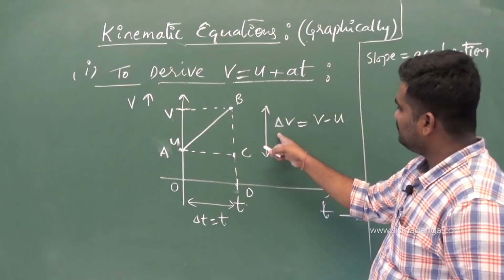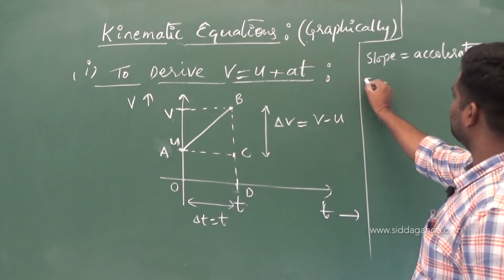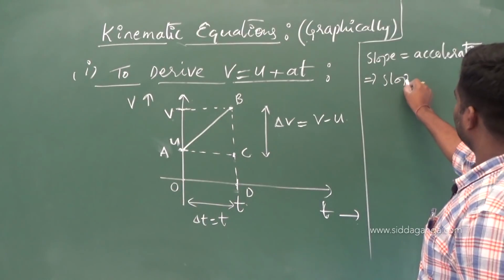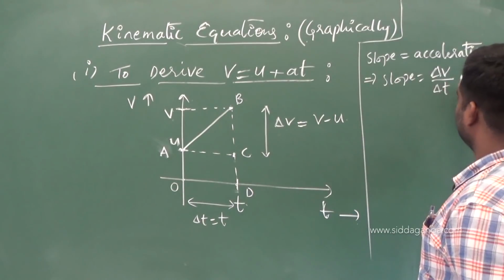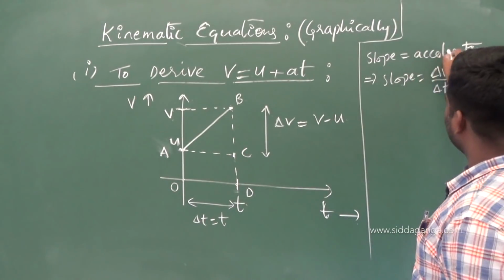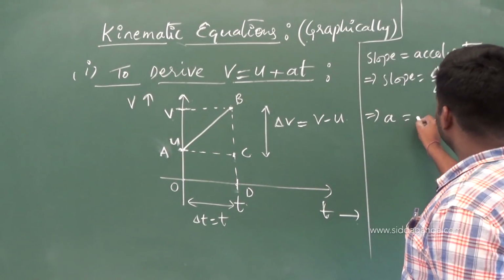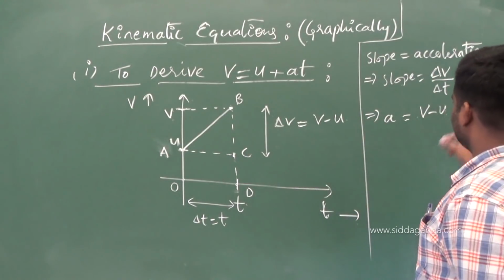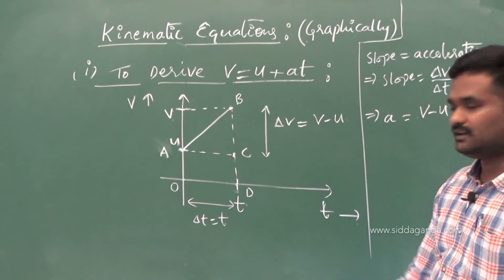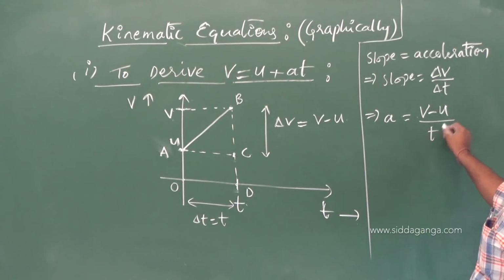How to find slope? Delta V divided by delta t. That means slope is nothing but delta V divided by delta t. I told you slope is nothing but acceleration. Acceleration is represented with the letter A equals to, here what is delta V value? V minus U. And what is delta t value? T. This is divided by t.